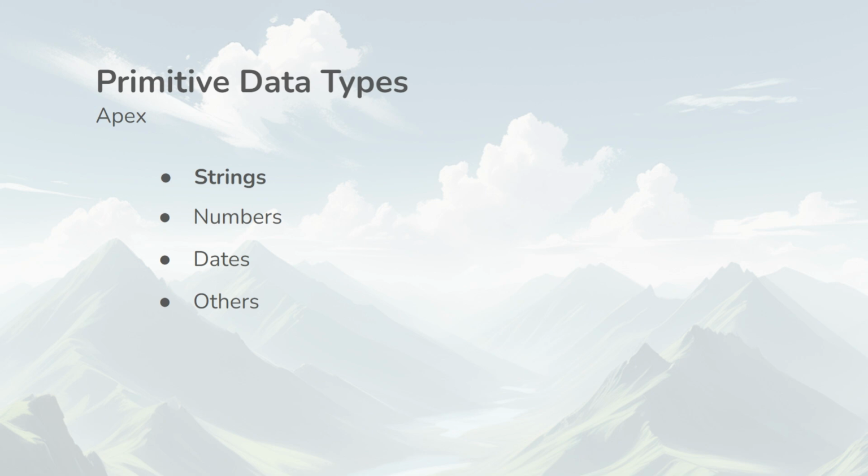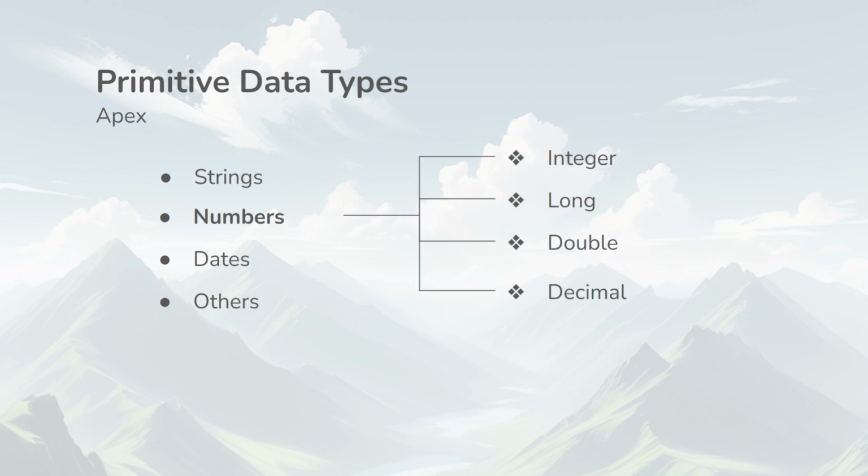Strings are nothing but arrays of characters. So whenever you want to store any textual data, you should use this data type. Numbers. These are the actual data types in Apex. Integer. This is a number without decimal point. So if you want to store a whole number, you should use integer.